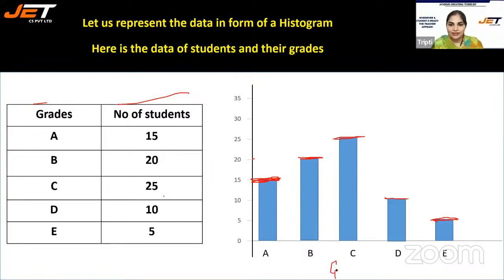These are the grades. You can even write here that these are the grades. And here you can write the number of students. So these are the axes, like this is the y-axis that you are using for number of students, and this is the x-axis. The sleeping line is the x-axis.